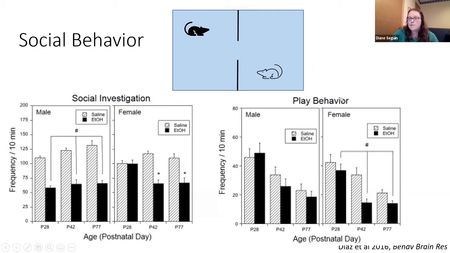And if we look at play behavior, play behavior is very important for many social animals, rats in particular. And we see a typical age-related decrease in play behaviors in rats, just as you see in people. So we see no difference in males for this particular behavior, but when looking at females, we see a decrease in play behavior, more extreme than is expected by age, for the females exposed to alcohol compared to controls.